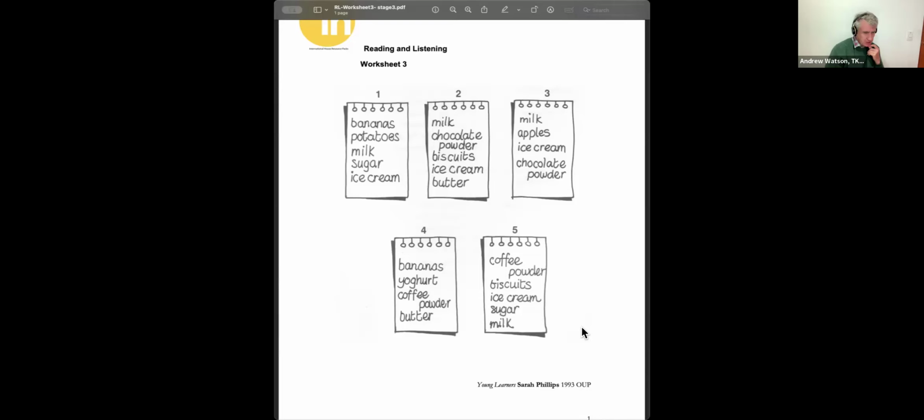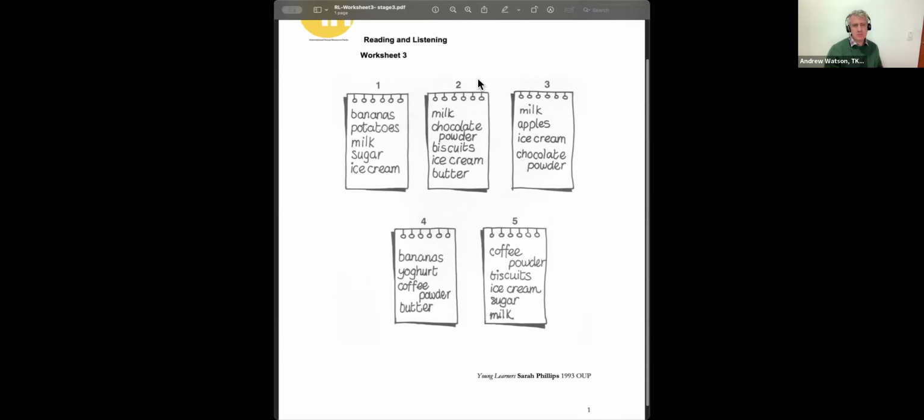Which list contains a dairy product? All of them, right? They all contain a dairy product because they all contain ice cream or milk. Dairy means a milk product.